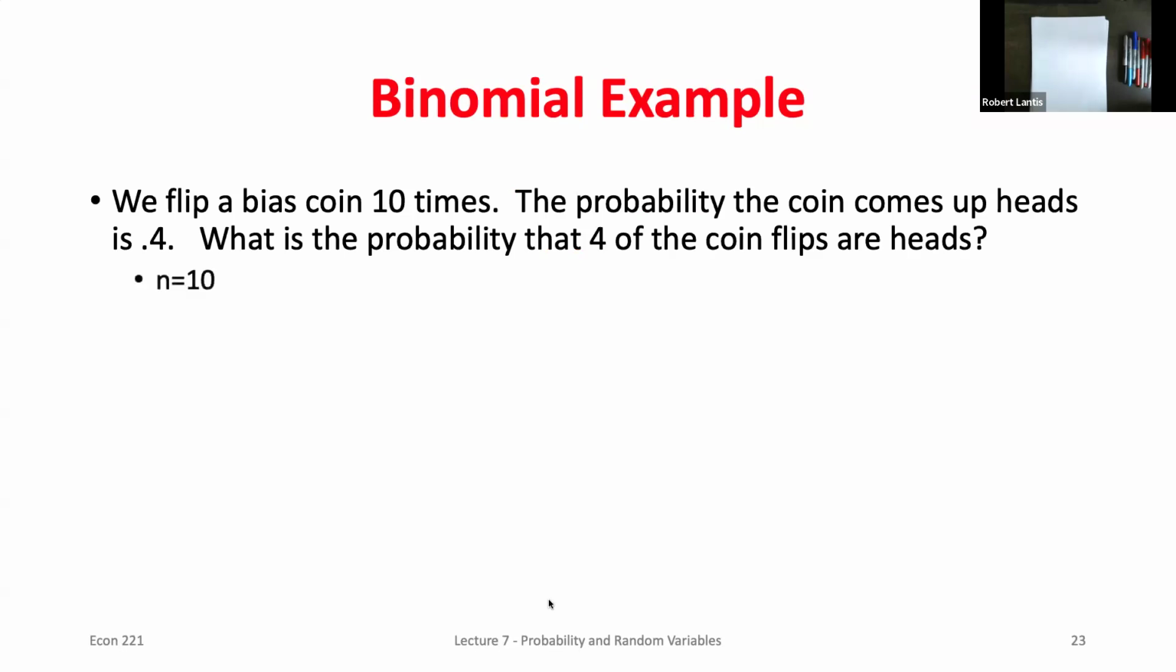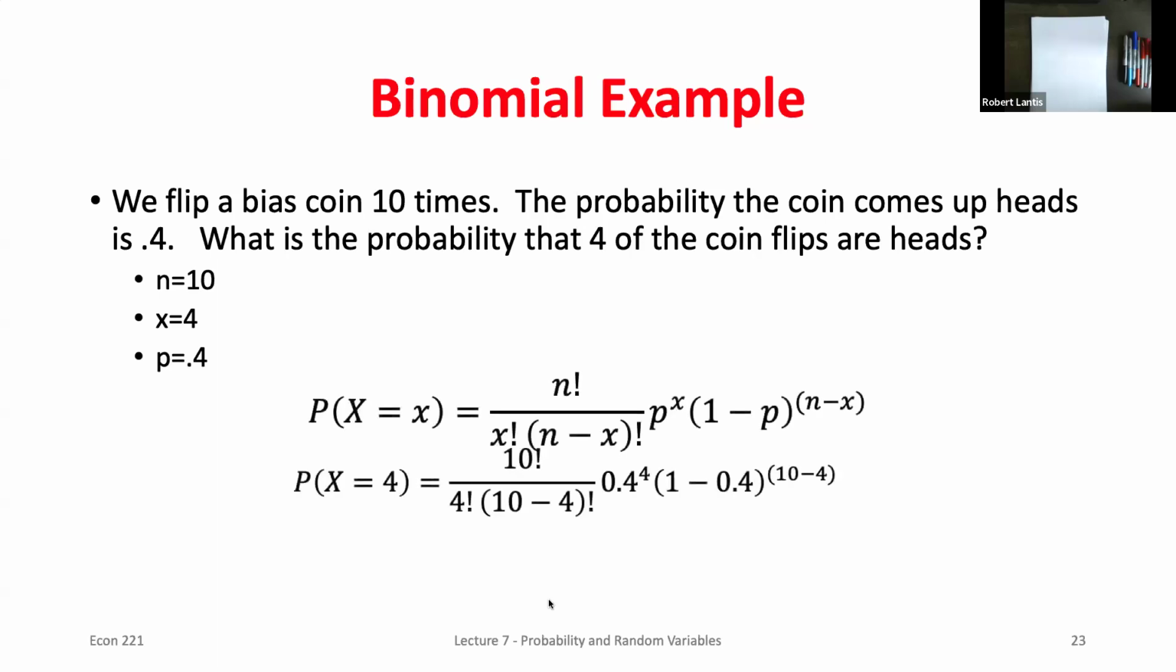Well, my number of trials is 10. The number of successes I'm interested in is 4. And then the probability of success in any one coin flip is 0.4. I've got everything I need. I just need those 3 components to look at my binomial equation. Everywhere there's an n, plug in 10. Everywhere there's an x, plug in a 4. Everywhere there's a p, plug in 0.4. Okay? So nothing too crazy here.